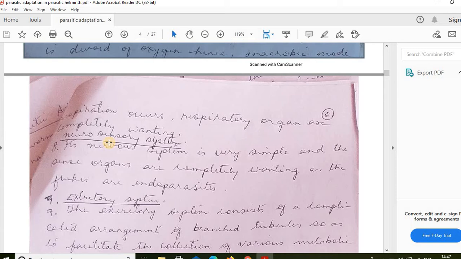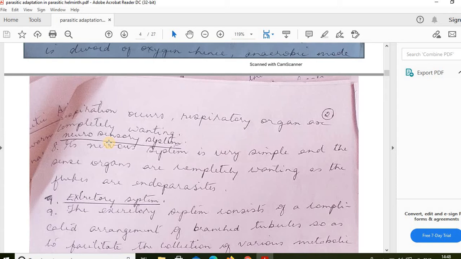Okay, meaning here in anaerobic respiration, the oxidation of food takes place by the process of glycolysis. During glycolysis, the carbon dioxide is removed and the food is stored in the form of glycogen. So, the neurosecretory sensory system.